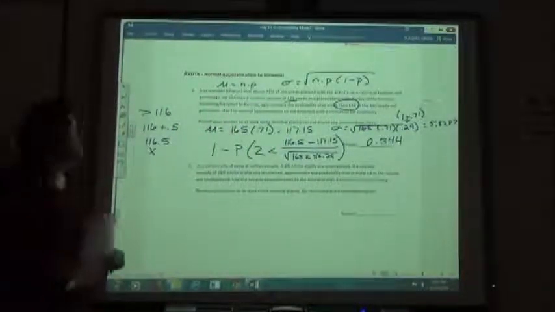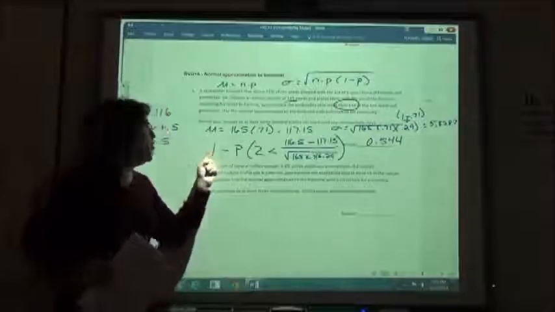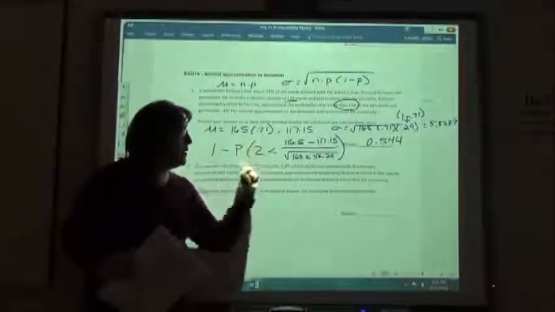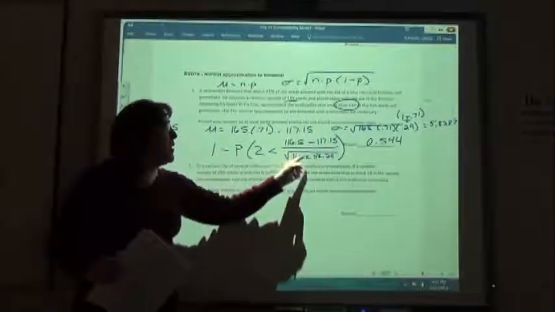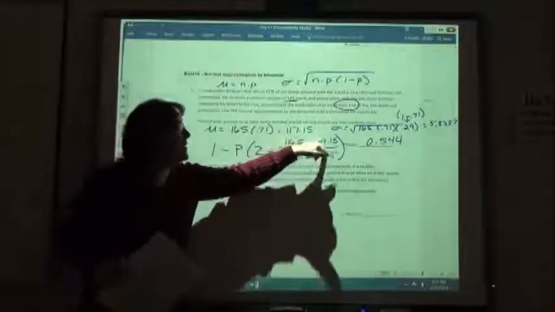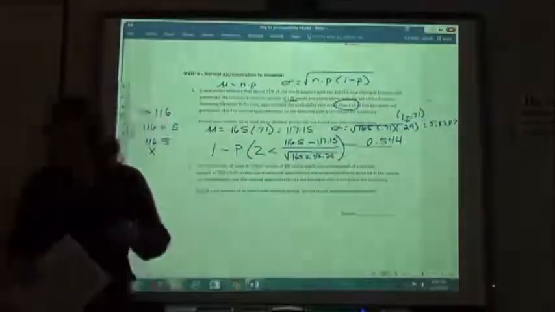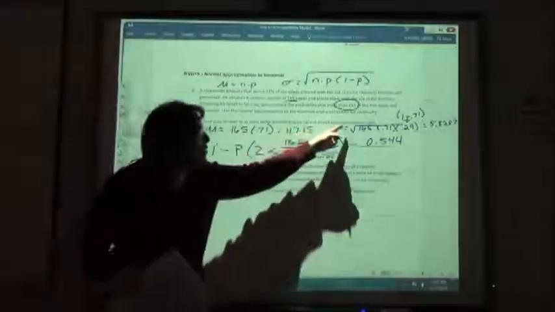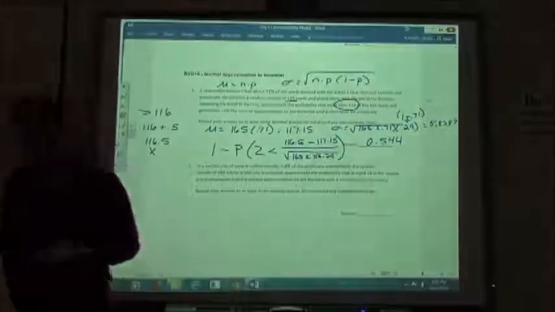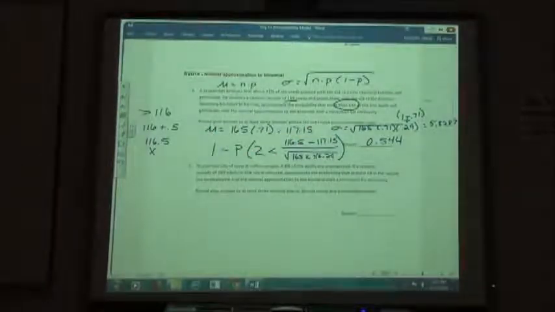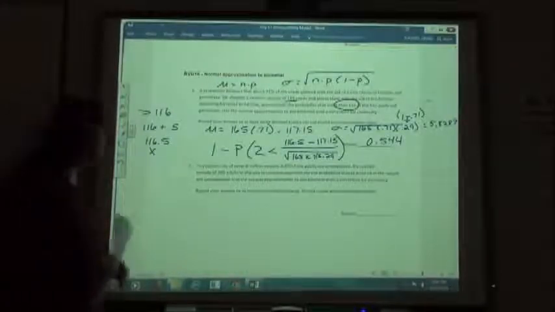0.544. So again, if this is a greater than, you're going to do 1 minus this calculation. And it's the formula we used before, x minus the mean over the standard deviation. But it tells us not to do any intermediate steps. And that's why I think I was getting rounding errors, and I started to just put the whole thing in, and then I came up with the right answers.